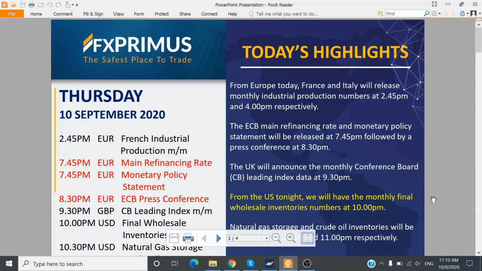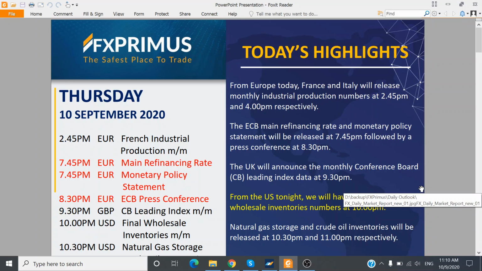For today, we have some minor data coming out from Europe. We will be having the French industrial production numbers at 2:45 p.m., followed by Italy's industrial production numbers at 4 p.m. The focus today will be on the European Central Bank, where they will be releasing the main refinancing rate and also the monetary policy statement at 7:45 p.m.